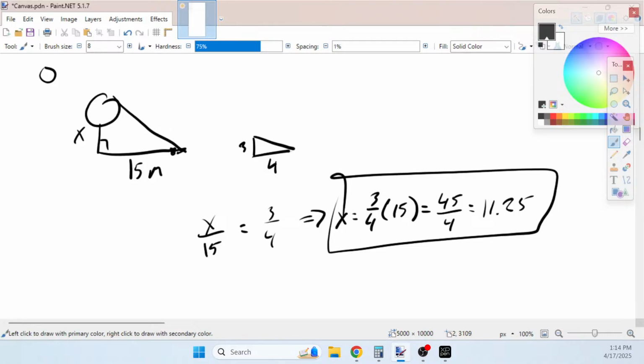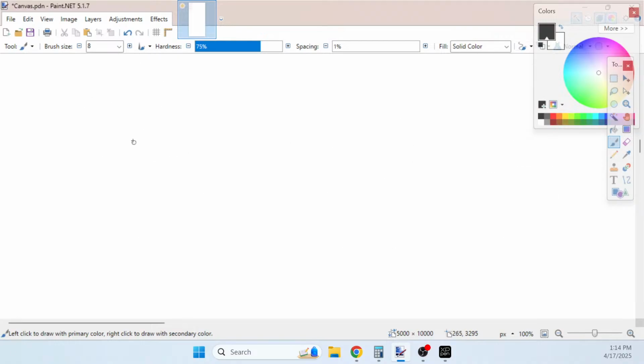The next one says Sarah wants to find the height of a flagpole at her school. She knows she's 5'6" and casts a shadow 3 feet long. The flagpole casts a shadow that's 11 feet long. Want to draw a picture? Help Sarah find the height of the flagpole. Here's the flagpole. We don't know how tall it is. It has an 11-foot shadow. Sarah is 5.5 tall and casts a 3 foot shadow.